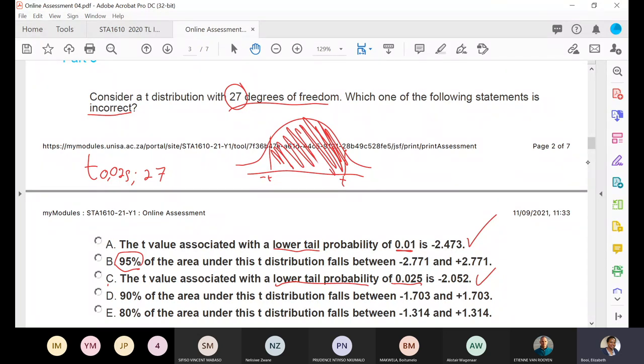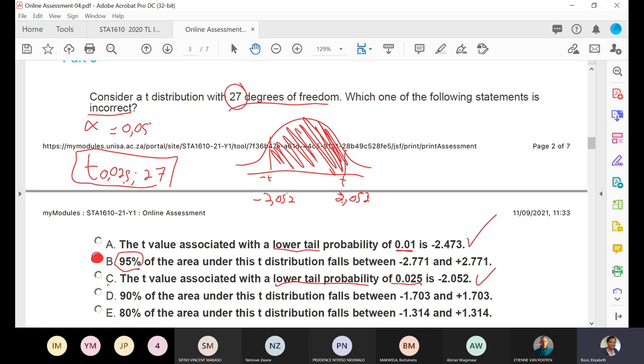So what we need to do is find our alpha. Alpha for 95% is 0.05. So alpha divided by 2 is, we did calculate it, 0.025. So what is the critical value if we use this to go find? The critical value is minus 2.052 on this side and 2.052 on the other side. So therefore, this is the incorrect one.